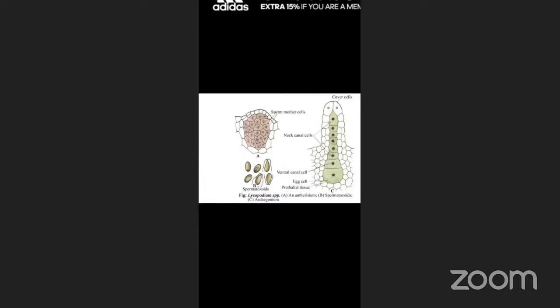They are to fuse with the antherozoid to form a zygote. After the zygote, it develops as an embryo. Okay, clear? So here, see here the life cycle of the Lycopodium.